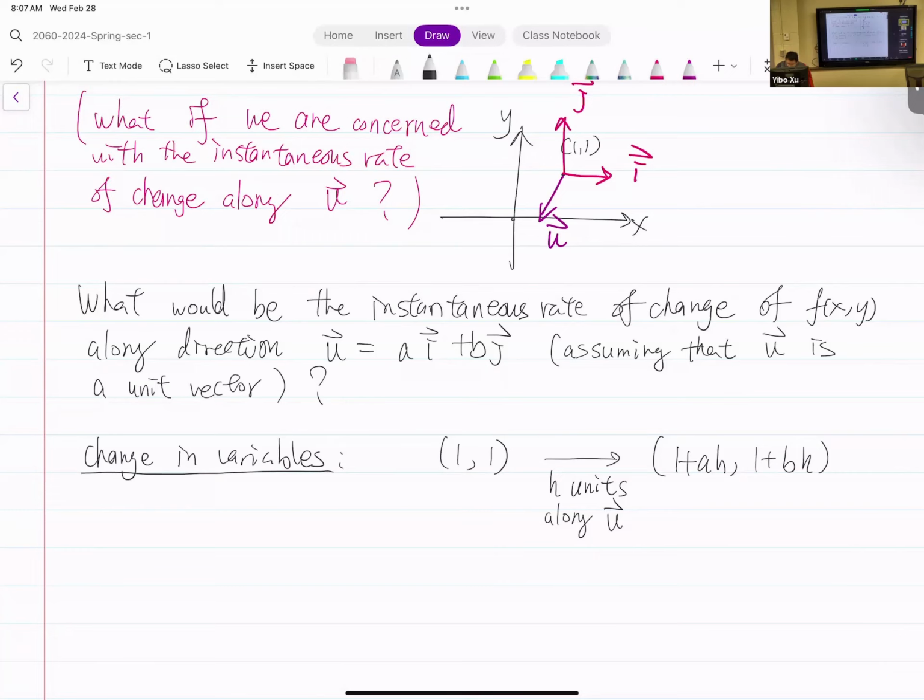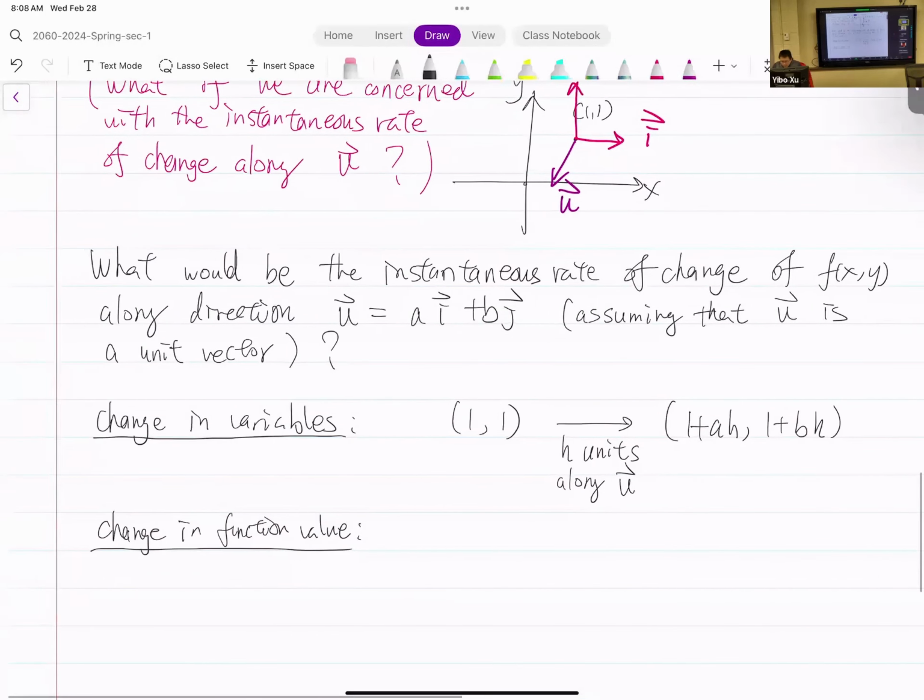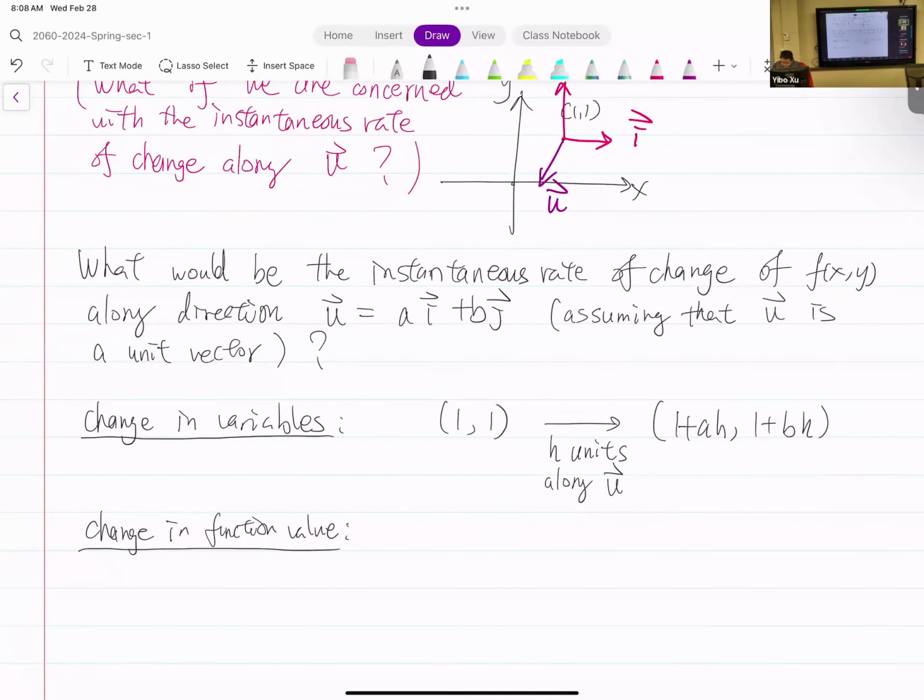And then, of course, we do the change in output, in function value. So it's the same process as before. So we have the input pair 1, 1, and then the latter input pair. Then the function output is going to change as the latter minus the previous. Okay.